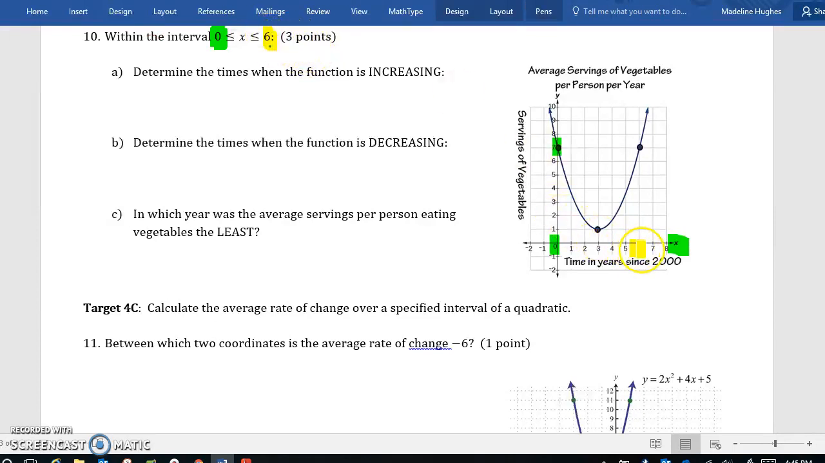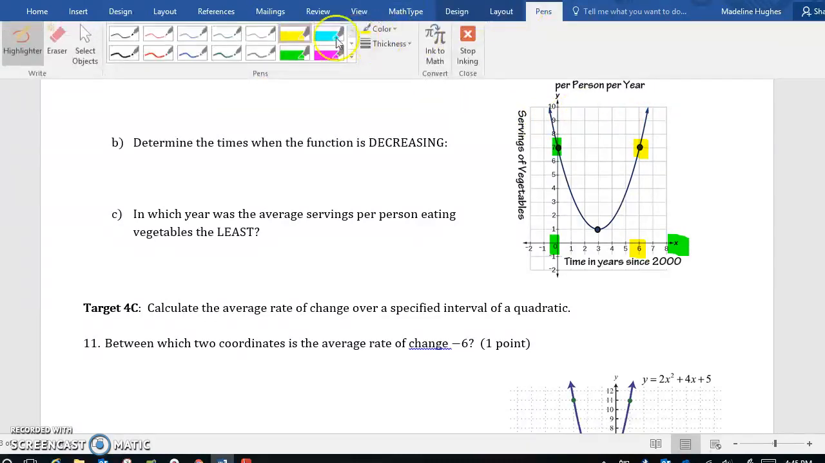6 is on the x-axis right here. I go up, there it is on my graph. That's where x is going to be 6 on my graph. So we're only looking in between these two points, from 0 down, back up to 6. We don't care about this other stuff. That's not in our interval. Okay, determine the values when the function is increasing.